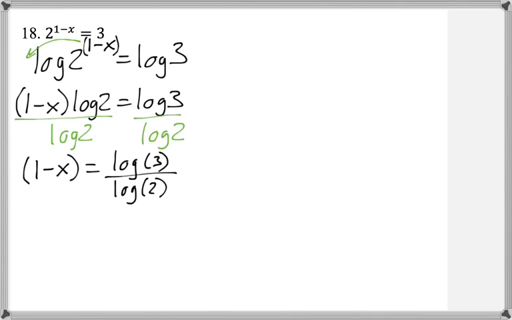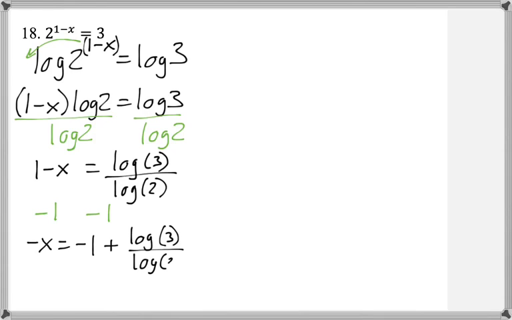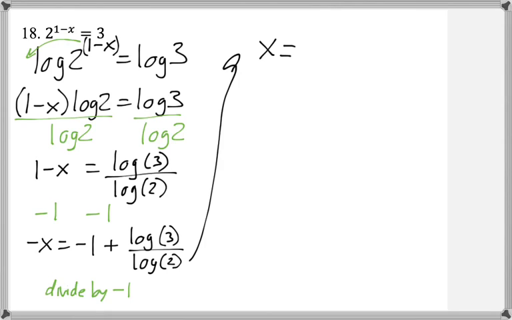And I no longer need the parentheses. Next, I want to subtract 1 from both sides. And then divide both sides by -1. So x is going to equal a positive 1 minus log of 3 over log of 2.